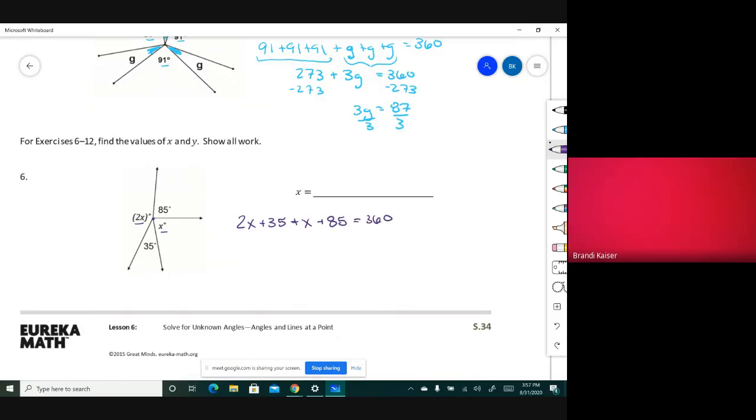Okay, so go through and combine like terms. 2X plus X is 3X. 35 plus 85, that should be 120. Set that equal to 360. I'd be able to subtract 120 from both sides.